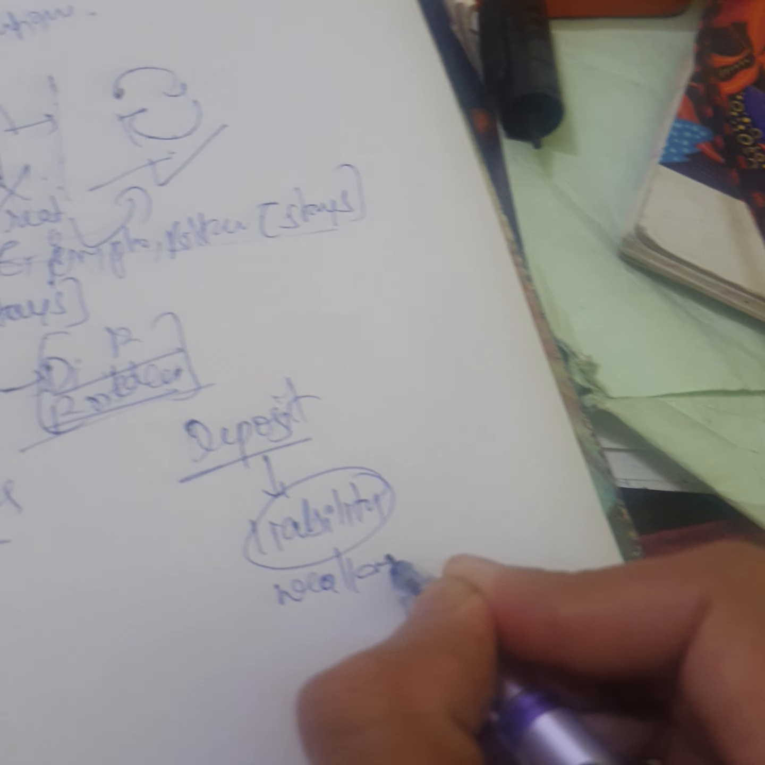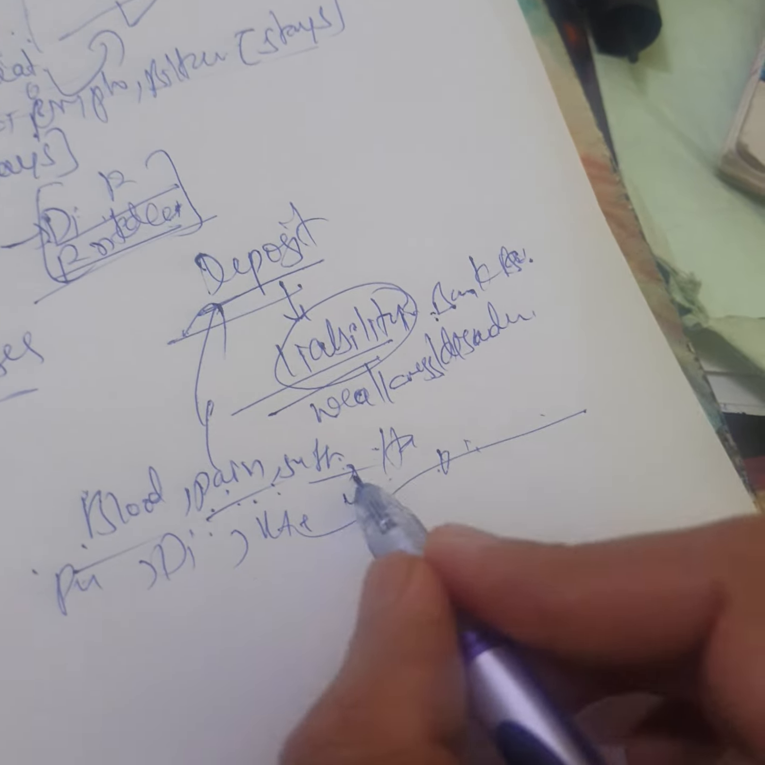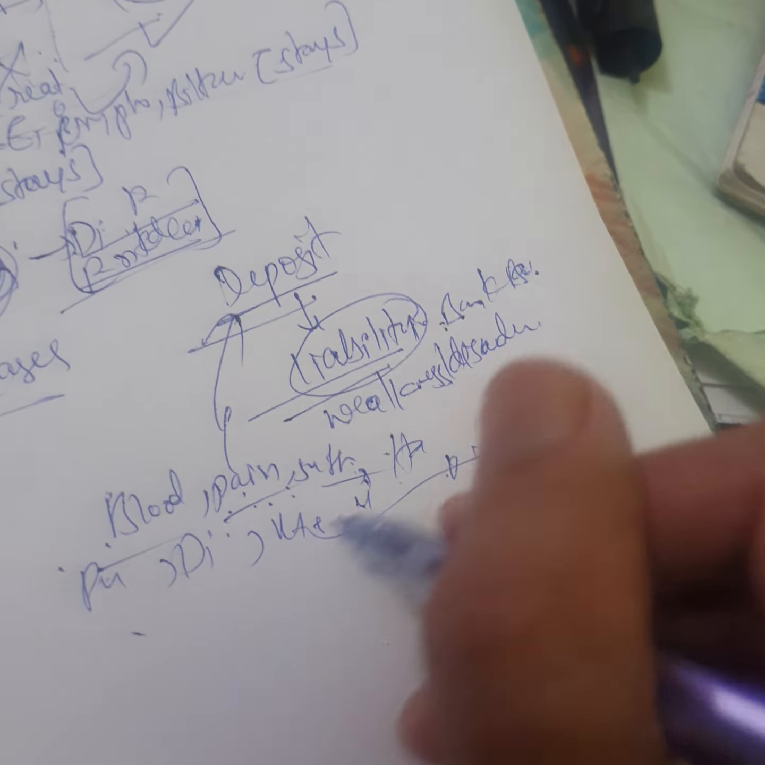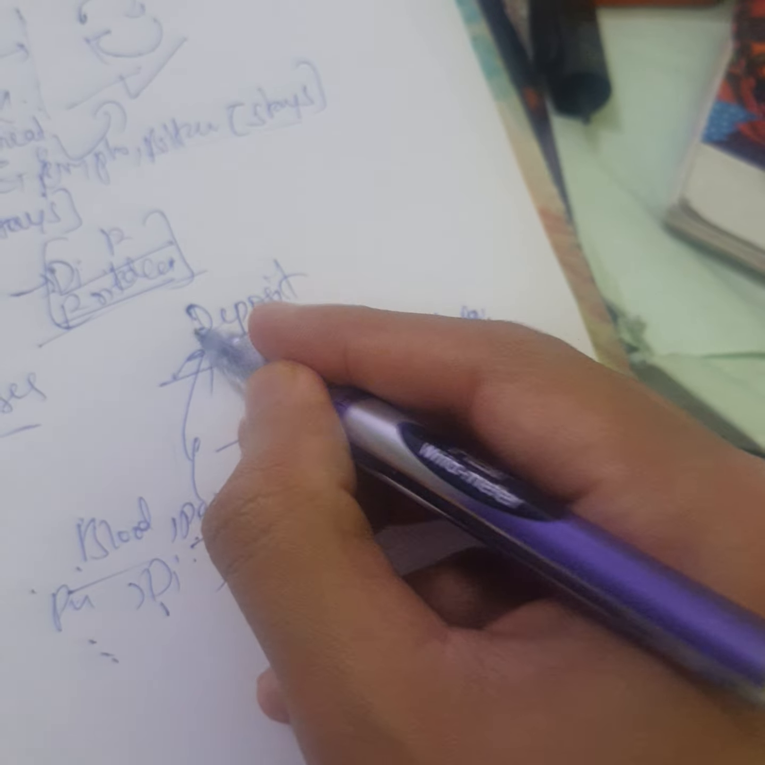Means how did the deposit come? Through the blood, through the pain, through the suffering. Blood came, pain came, suffering came, hard work, punctuality, discipline. Yes sir, no sir, okay sir. All these things will happen, through which this was deposited.